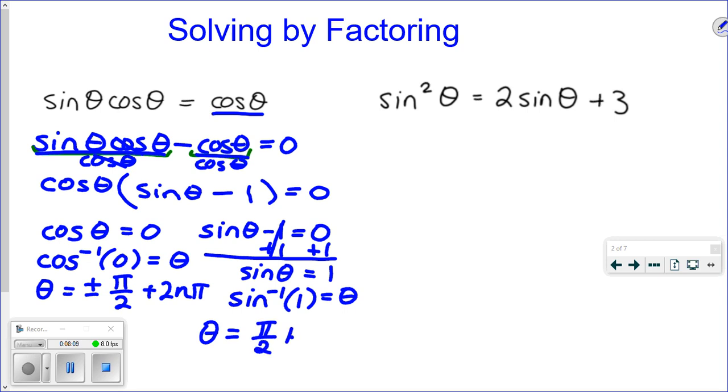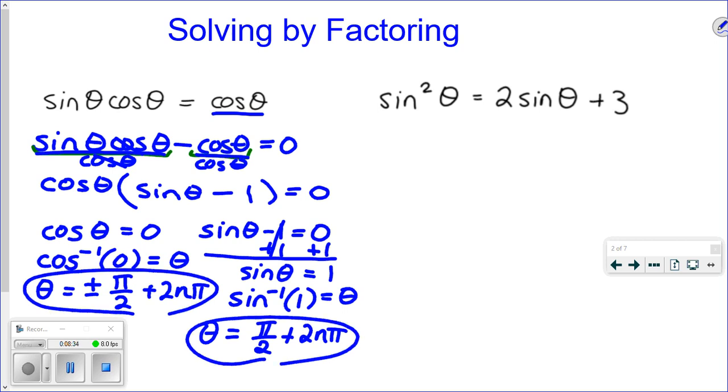And you guys, technically, whenever we're solving for sine, to find the second angle, we would do pi minus pi over 2. But pi minus pi over 2 is pi over 2. So you're just going to end up with the same angle. Or another way you can think of it is, sine is only equal to 1 at the top of the unit circle. Okay, and now we have all of our solutions.